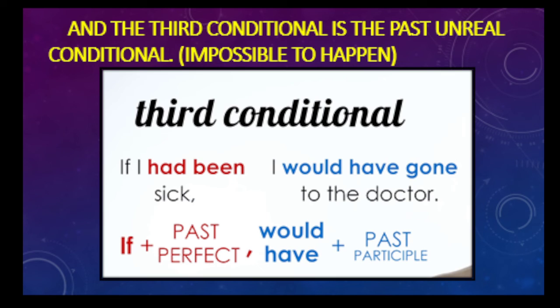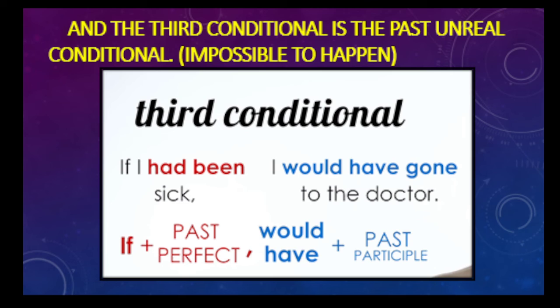So, third conditional. If I had been sick, I would have gone to the doctor. If I had been sick, I would have gone to the doctor. That's the Tagalog translation. So, look at the changes in the verbs. In the if clause, you use the past perfect tense. So, how is the past perfect tense formed? You use the word had, and then the past participle of the verb. But here there is no action verb, so be becomes been. That's okay. If I had been sick.